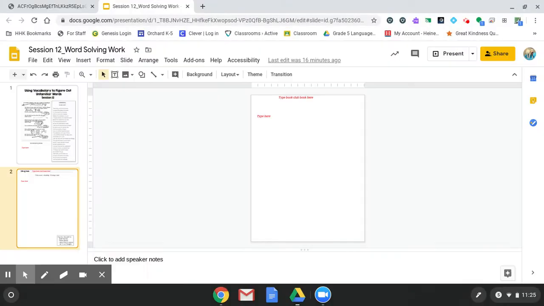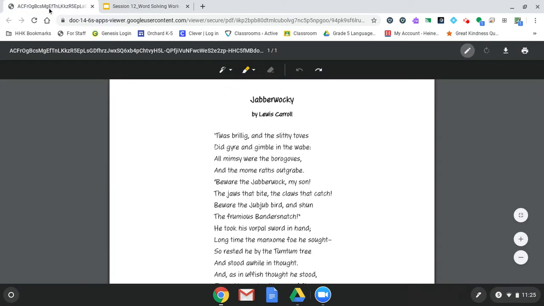So hopefully you enjoyed the poem, Jabberwocky, but you still might be thinking that this is very confusing, right? So we're going to have to do some of that word solving work in order to understand what this poem actually means, right? What was Lewis Carroll actually thinking about?